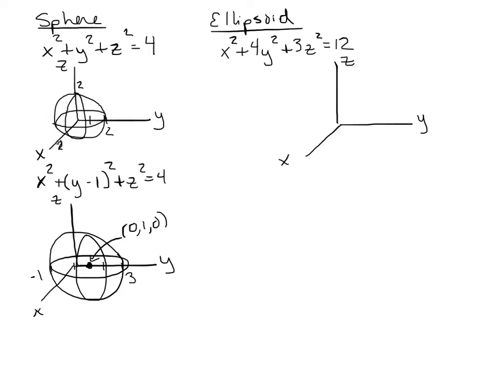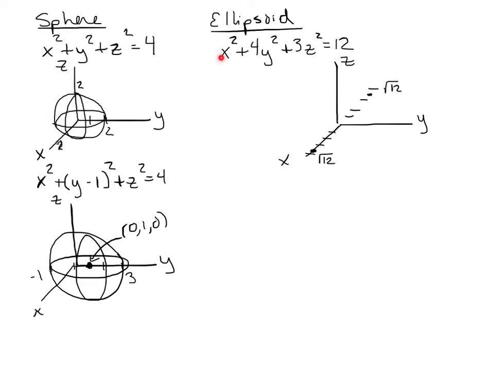So where it crosses the x-axis, I'm going to ignore y and z, and I get that x is equal to, let's see, if I ignore y and z, I've got x squared equals 12, so x is going to be root 12, so that's somewhere in between 3 and 4. 1, 2, 3, 4. So somewhere in between 3 and 4, right there. That's root 12. Okay, so that's where it crosses the x-axis.